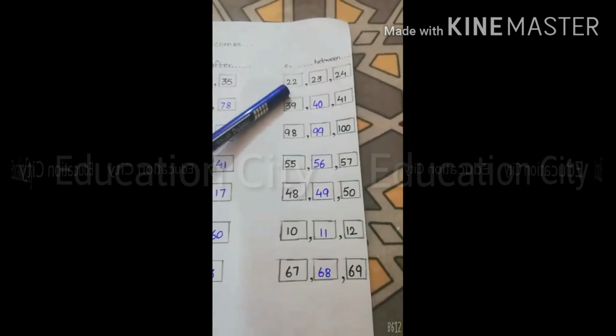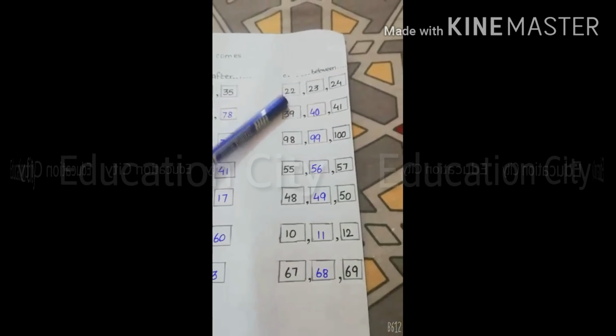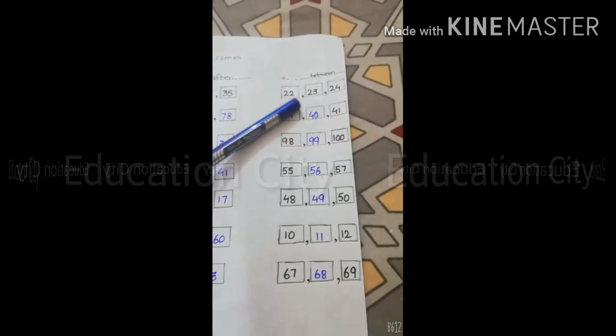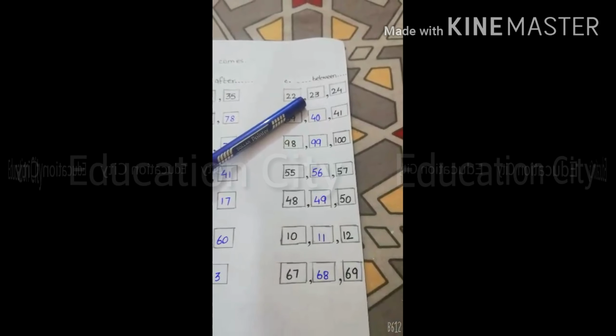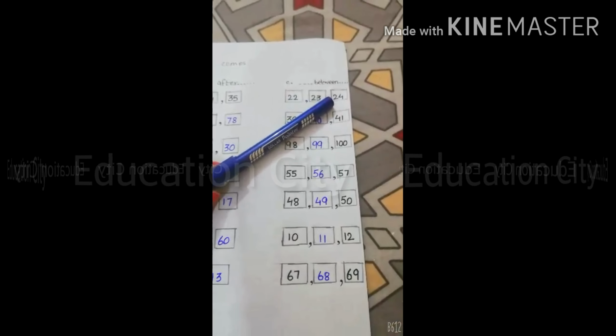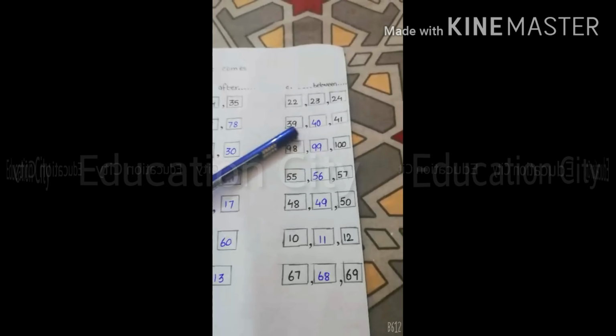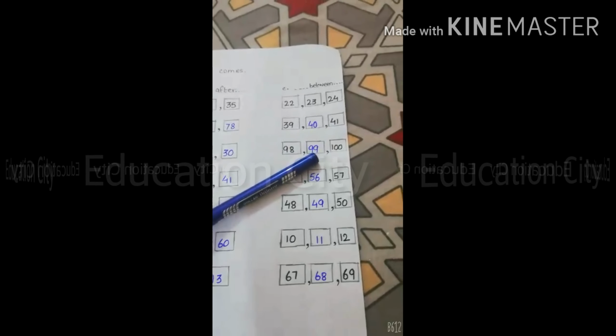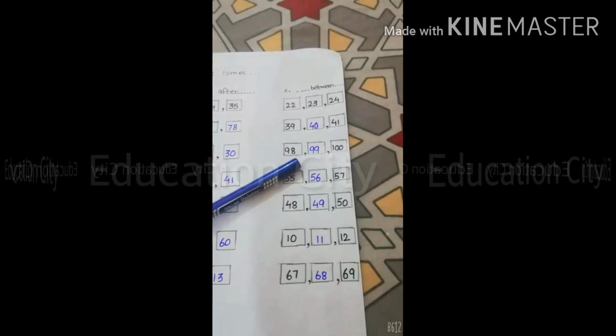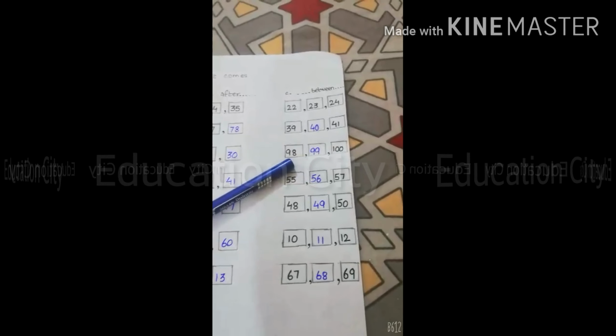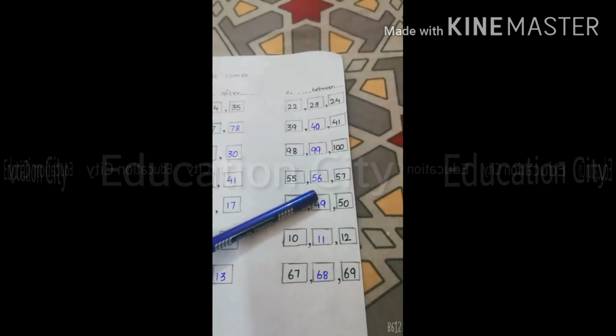Now move to the between part. Between lies before and after. Okay. 23 is a between number of 22 and 24. 40 is a between number of 39 and 41. 99 is a between number of 98 and 100. 56 is a between number of 55 and 57.